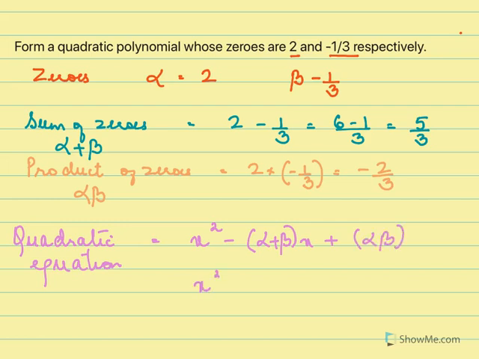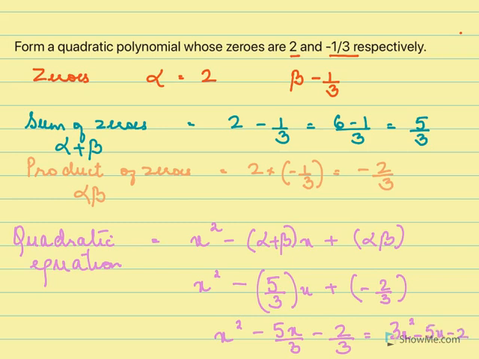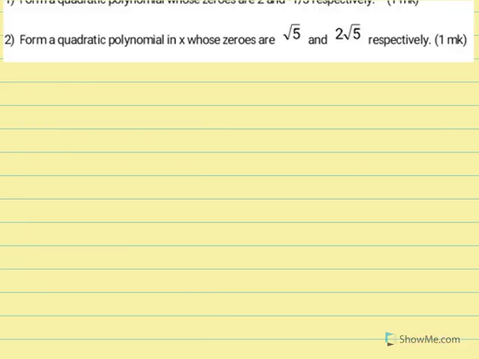So we put the value: x square minus sum, we saw is 5 by 3, x plus beta, product minus 2 by 3. So x square minus 5x by 3 minus 2 by 3. If you want, you can take the LCM. So this would be 3x square minus 5x minus 2 over 3 is your quadratic.